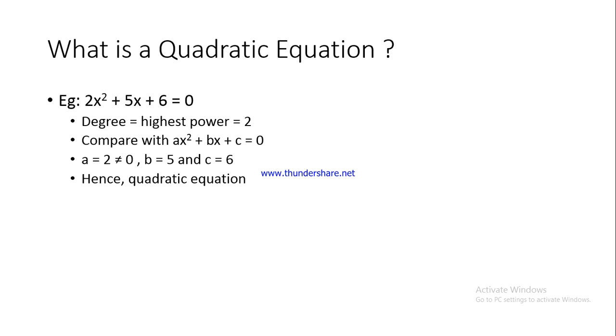Again, if you compare bx is equal to 5x, this will give you b is equal to 5 and c will be equal to 6. Indeed, it is quadratic equation. The reason is that a is not equal to 0. Is this understood?